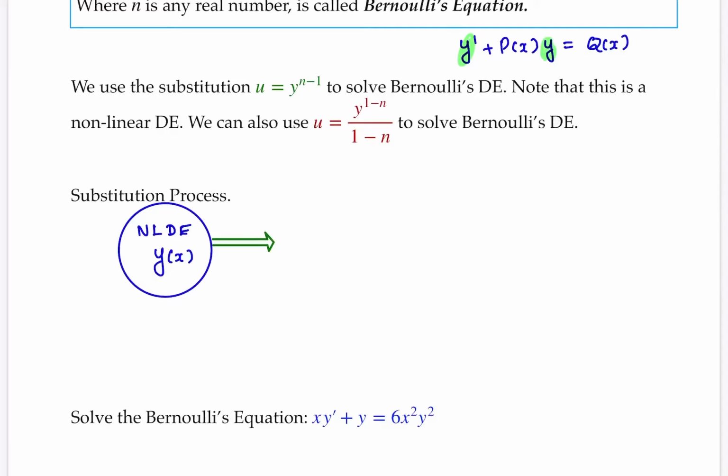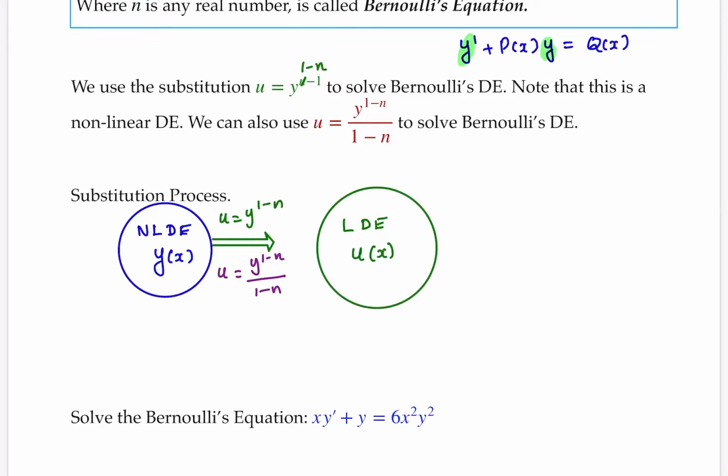That substitution is either u is equal to y to the 1 minus n. That's not n minus 1, by the way, that's 1 minus n. Or you can use u is equal to y to the 1 minus n over 1 minus n. This is what I like, so that's what I'm going to use. When you do this substitution, you're going to have a new differential equation, and it's going to be a linear first order differential equation, but it's u in terms of x, not y in terms of x.